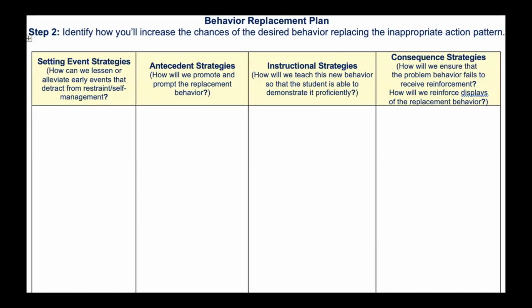So how do we use that ABC analysis again to intervene? Well, we think about the setting events. What is bringing about this behavior? What is lowering this kid's ability to attend or to behave appropriately? How can we address those setting events?